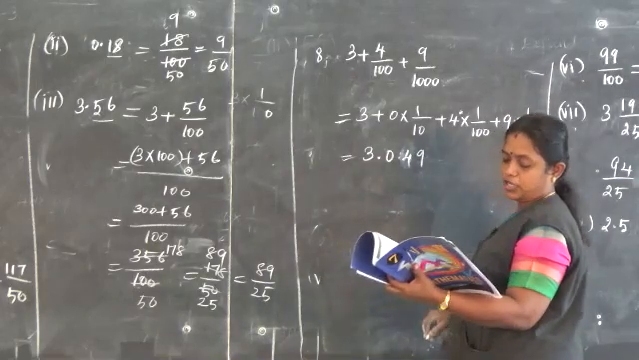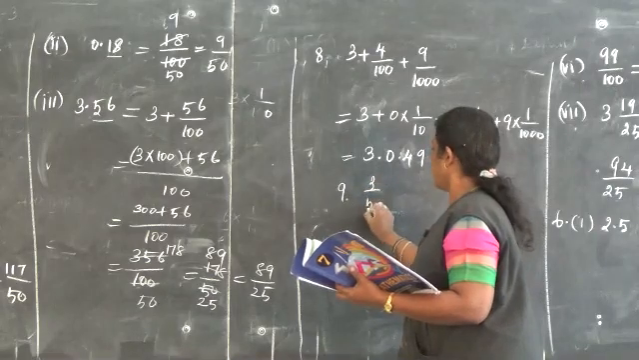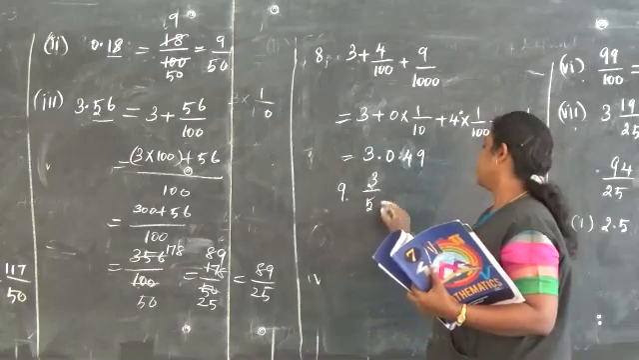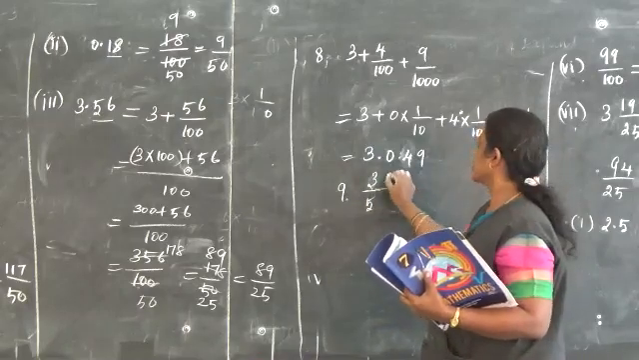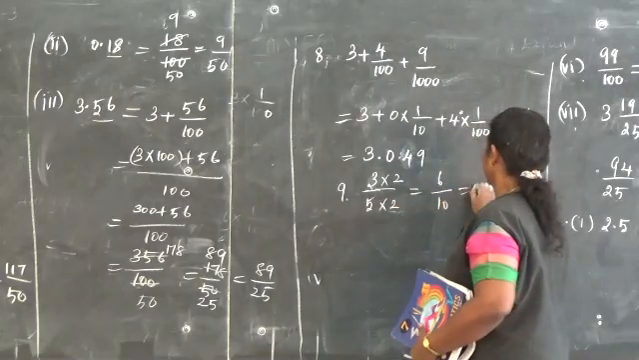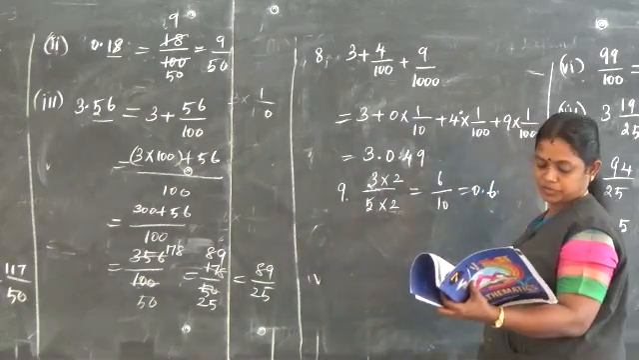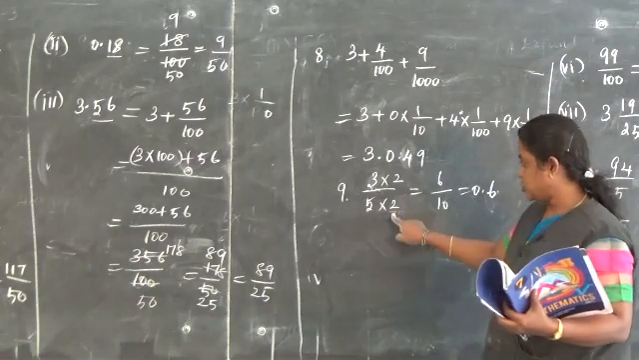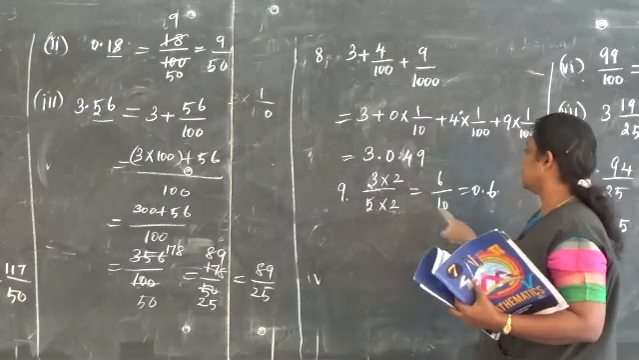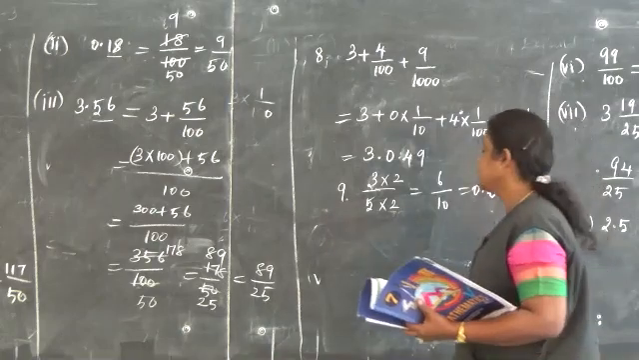What is the option? Fourth option, 3.049. Come to the 9th Roman, 3 by 5. You should write it as a decimal number. Here the denominator is 5. So you can multiply with 2. If you are multiplying, 6 by 10, so 0.6. Option is the fourth option. This also is the fourth option. 3 by 5 is given to us. If you are converting to 10, you should multiply with 2. So 3 into 2 by 5 into 2, 6 by 10 equal to 0.6.